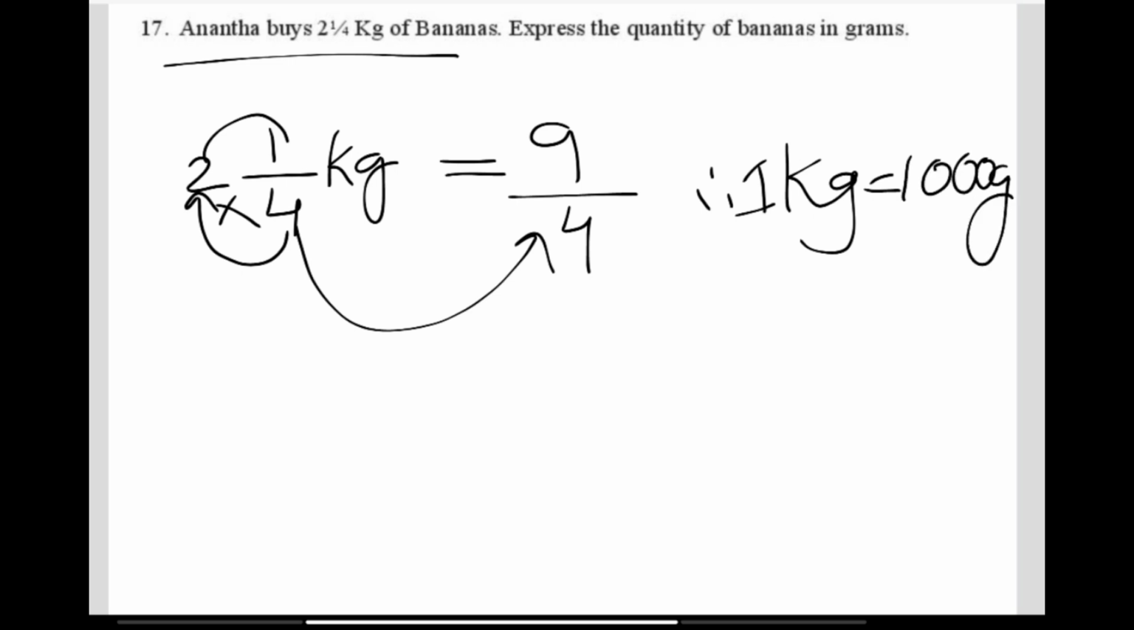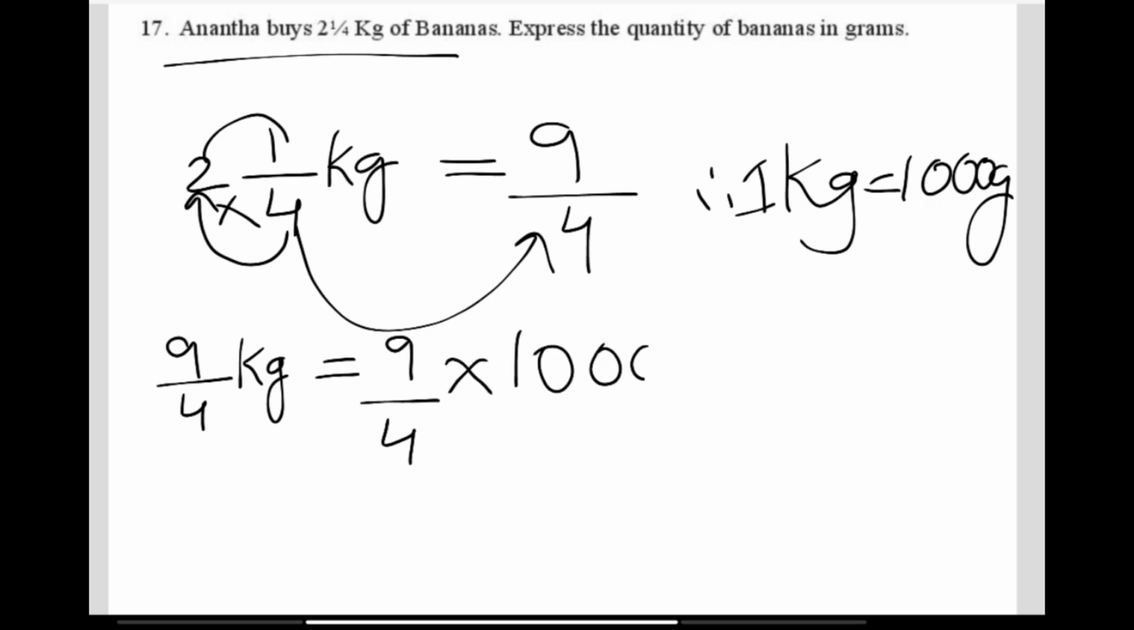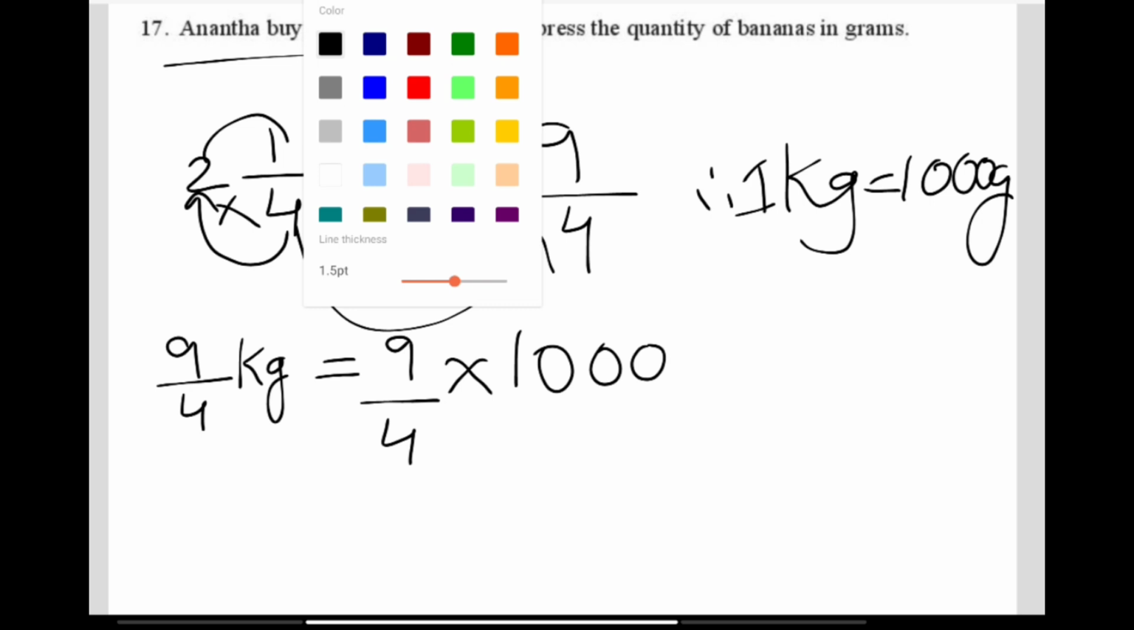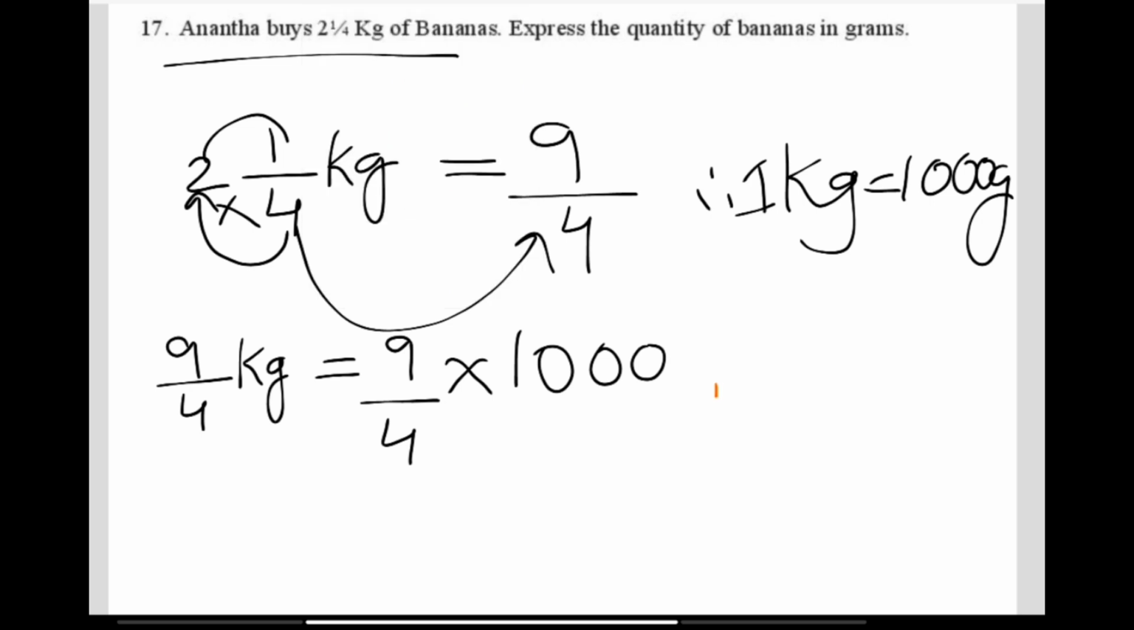1 kg is equal to 1000 grams. So we have to do the same here. That is 9 divided by 4 into kg. We'll write kg also here. Kg is equal to 9 divided by 4 into 1000. Now you have to divide it. So how are you going to divide? We are going to take this number here like this. So here 4 and here 1000.